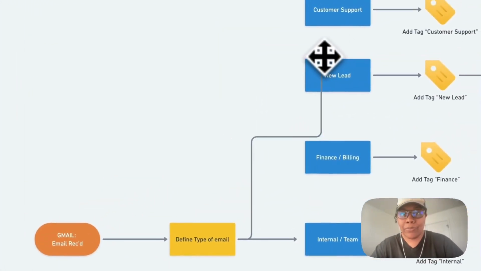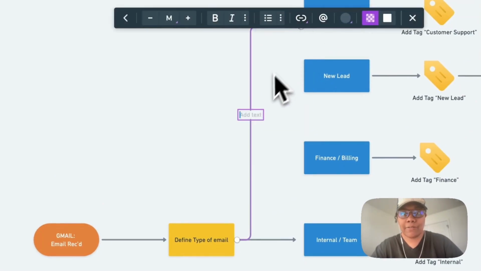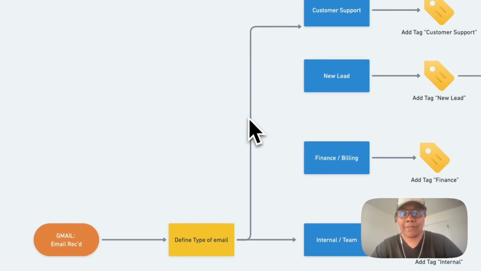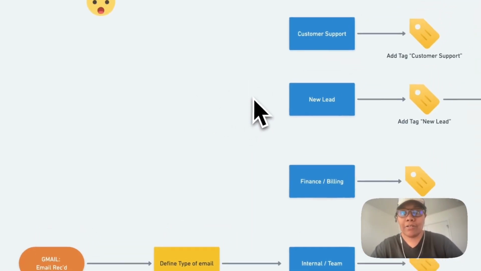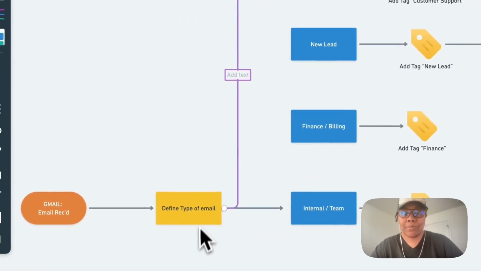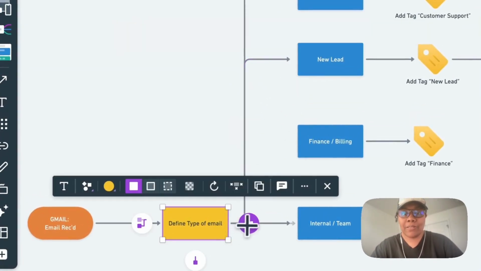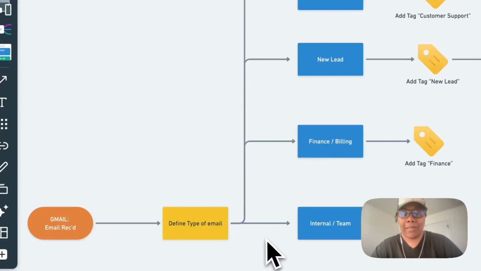Okay, so we've got customer support. Hold on a second, my mouse is not... bear with me here. There we go. All right, so we're going to go customer support. After it defines the type of email, it's going to go down the defined path, right?